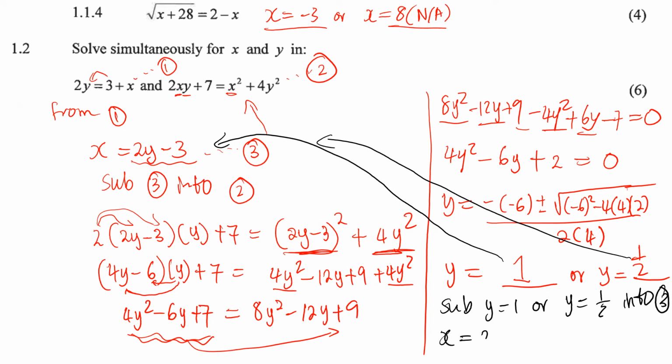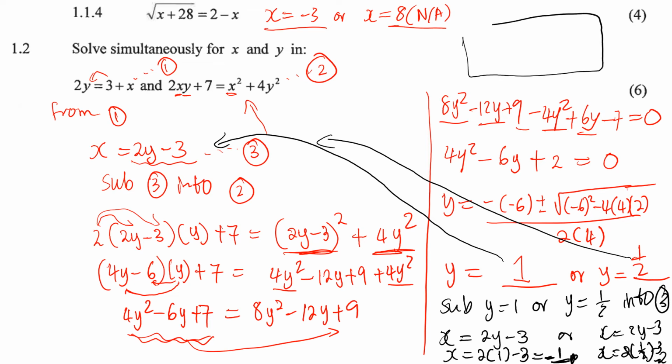So x is equal to 2y minus 3. We're going to substitute y, which is 1. Then here we'll get an answer of negative 1. Then here it's 2 into 1 over 2 minus 3. This cancels this. 1 minus 3 is going to give us minus 2. I don't know if you can see that, but we can now finally conclude that when y equals 1, x we got it as negative 1. And when y is equal to 1 over 2, x we got it as equal to negative 2. So we have basically solved for x and y simultaneously.